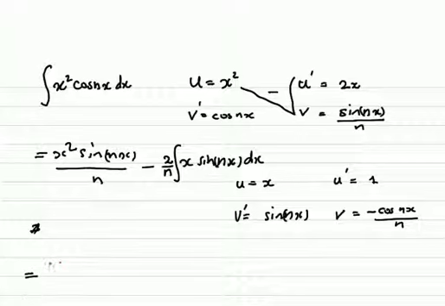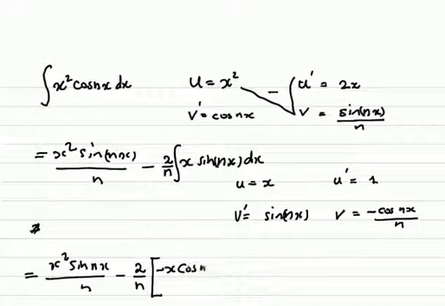Then we can now copy this as x squared sine nx over n minus 2 over n. Let's have a big square bracket here. Now we've got this and that, and the integral sign is going to give us minus x cosine nx all over n, and then these 2 will go under the integral sign with a minus, and then minus and minus will make us a plus.